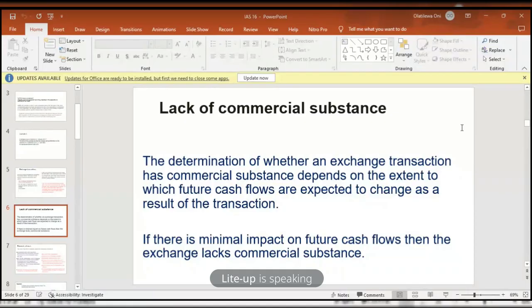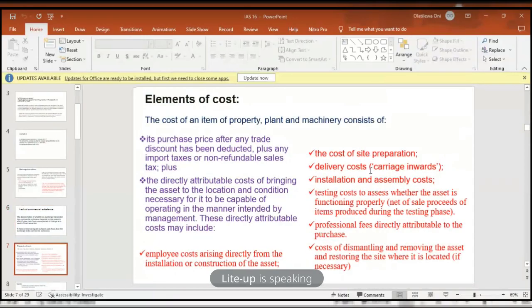It is when the future cash flows that will come from the exchange do not change. It doesn't change the future cash flow of the company. We then say it lacks commercial substance. So we went on to talking about elements of cost.